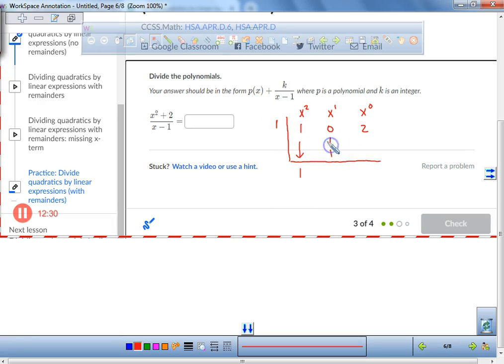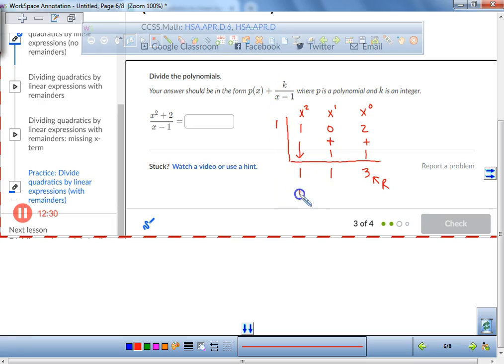What do we always do with these? We always add them together. 0 plus 1 is 1. 1 times 1 is still 1. And when we add these together, we get a 3. Now 3 represents our remainder. So that's the number I'm going to put right here. Did everybody see where the k is? That's the number I'm going to be putting up there.